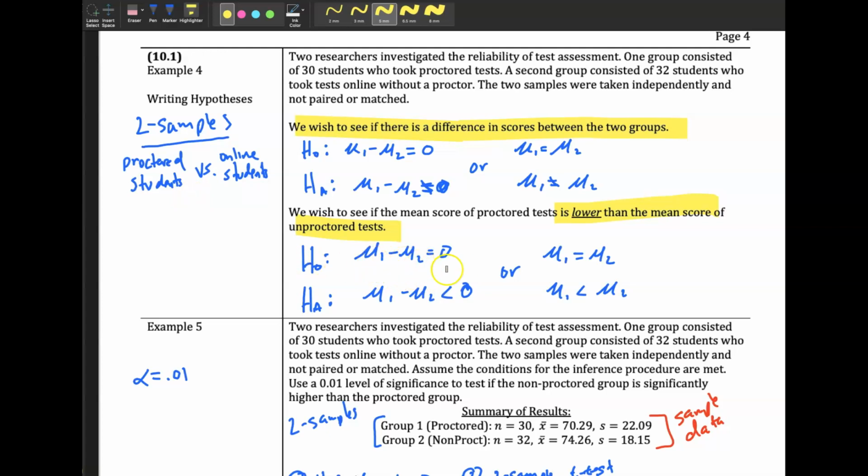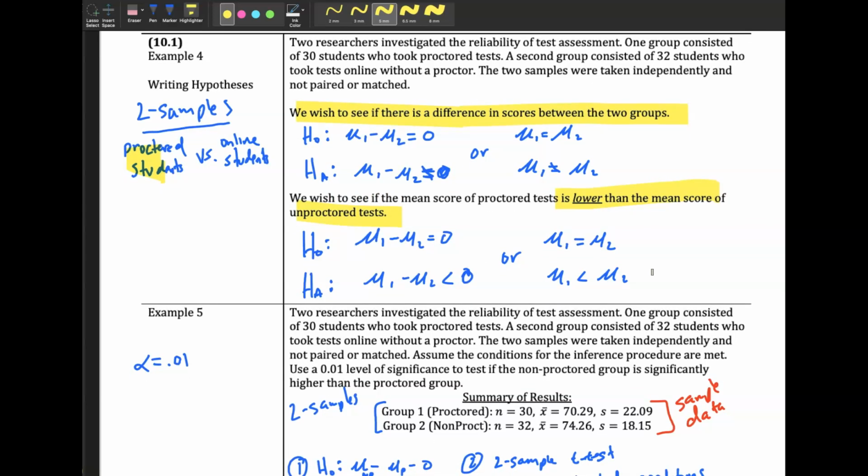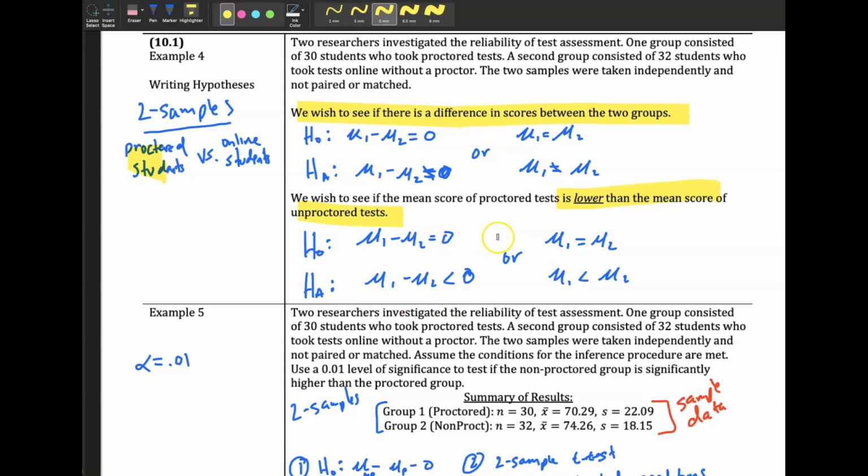Of course, the null hypothesis is equal to 0, no difference. The alternative is mu1 minus mu2 is less than 0, meaning that there is a difference between them, and it's negative because the proctored test is lower. The idea, of course, is that online students somehow are going to cheat or do something different than proctored, or proctored students are more nervous. There's some reason that would be the claim. You could also write it this way, where mean1 equals mean2, or mean1 is less than mean2.